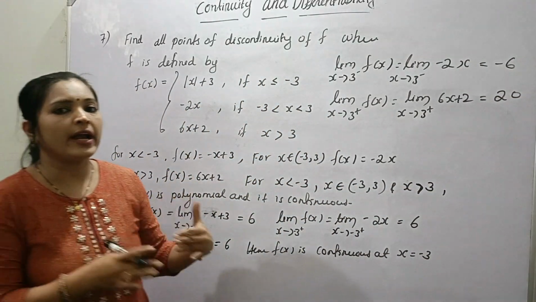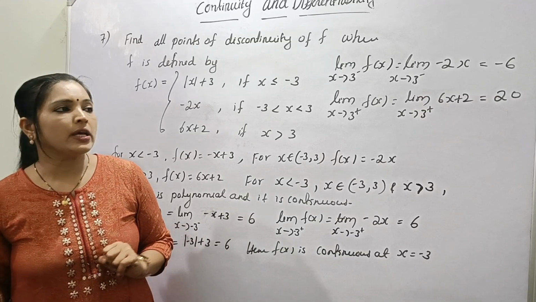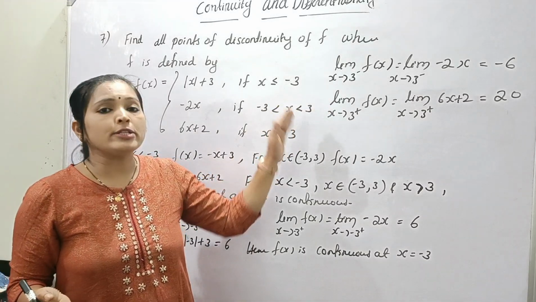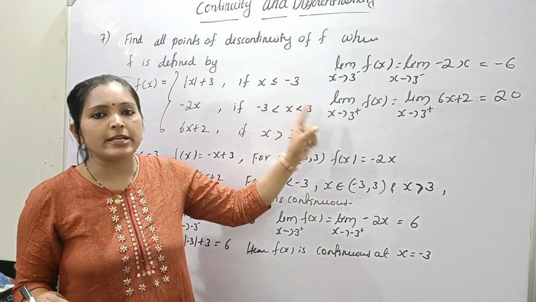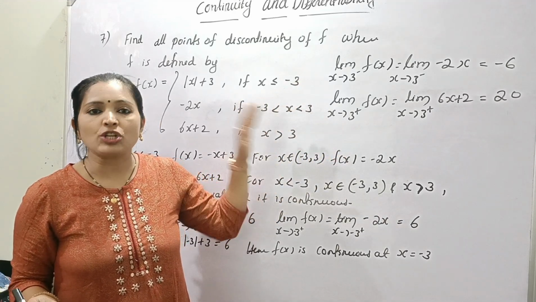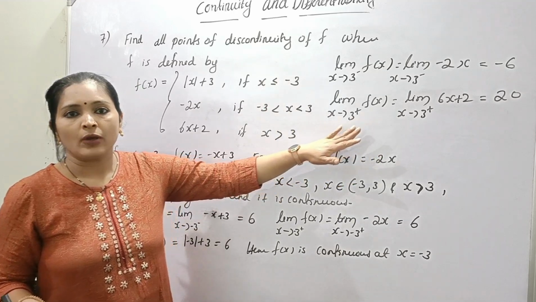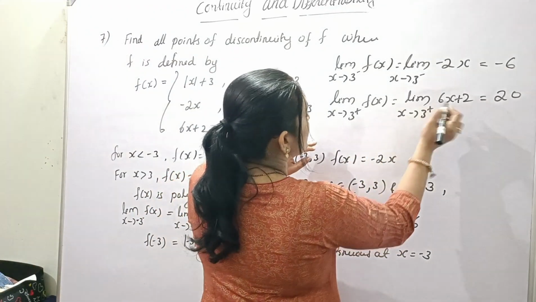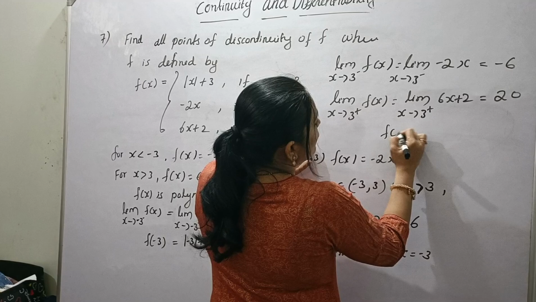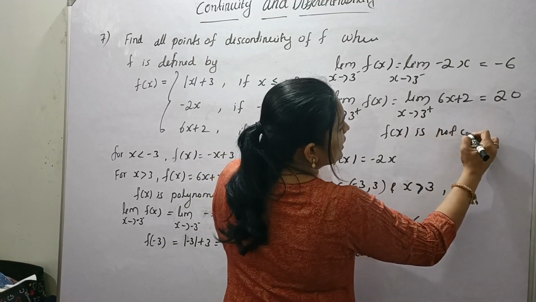See here, we have got left hand limit not equal to right hand limit. Okay. Therefore, the limit x tends to 3 of f of x does not exist. Hence, this function is not continuous at x is equal to 3. Okay. So it is not equal. Therefore, f of x is not continuous or discontinuous.